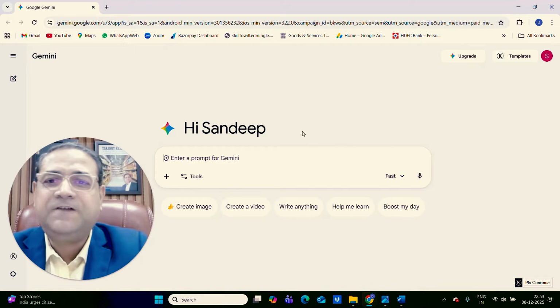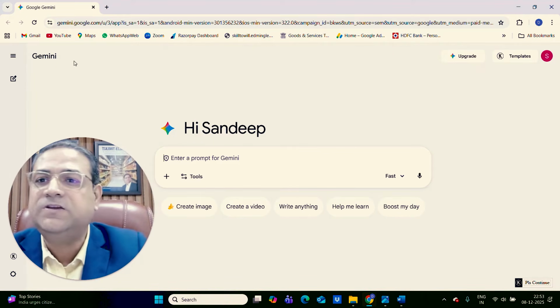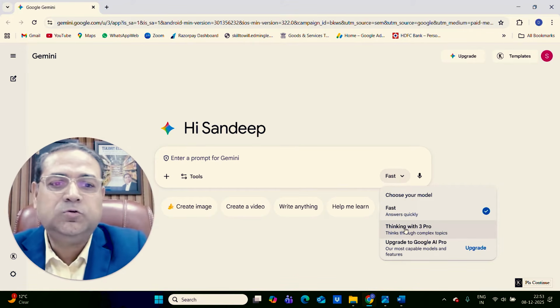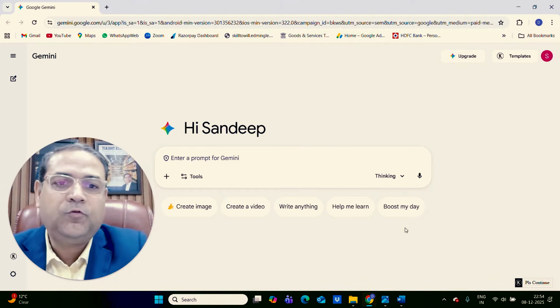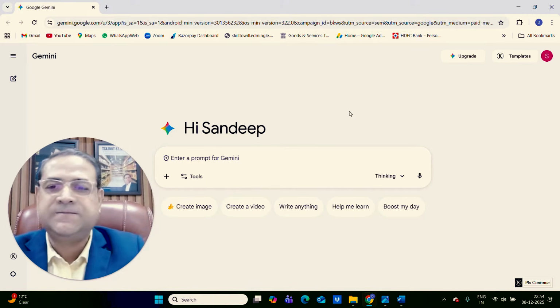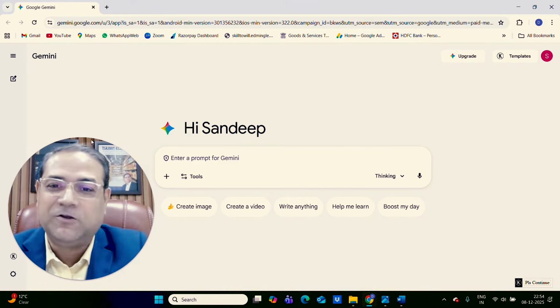Now to do that, first you open Gemini. Gemini 3 has come up with some very cool features. You open Gemini, and then this particular fast thinking mode, you change it to thinking with 3 Pro. So this is the Gemini 3 that I am talking about. It has got some very cool features. I will show you how you can get the maximum benefit out of it.